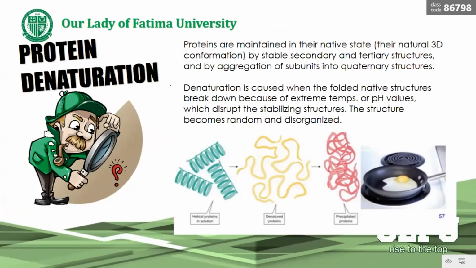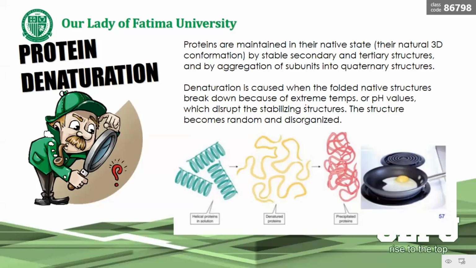So this is the last part of our discussion, the protein denaturation. When you hear the word denatured, it means that it is not natural. Okay? Kasi yung protein natin, di ba, they have the natural formation. They have a natural shape. But there are certain conditions that can denature the proteins.